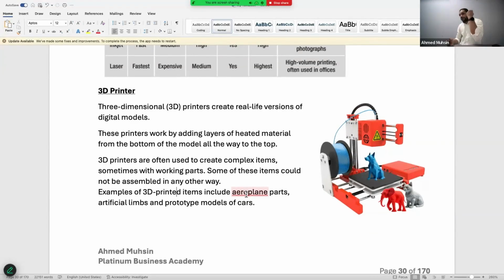Guys, have you all seen these fake hands and all that? Artificial limbs. Some people, for example, they have got their leg chopped off. So what do they have? They have a fake leg. What do we call that? Prosthetic. We call that a prosthetic. So that is produced using a 3D printer. Everybody okay with this?